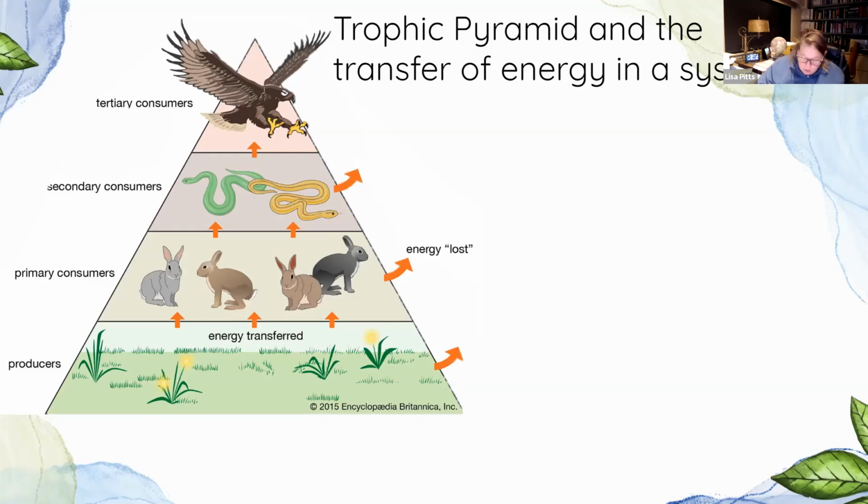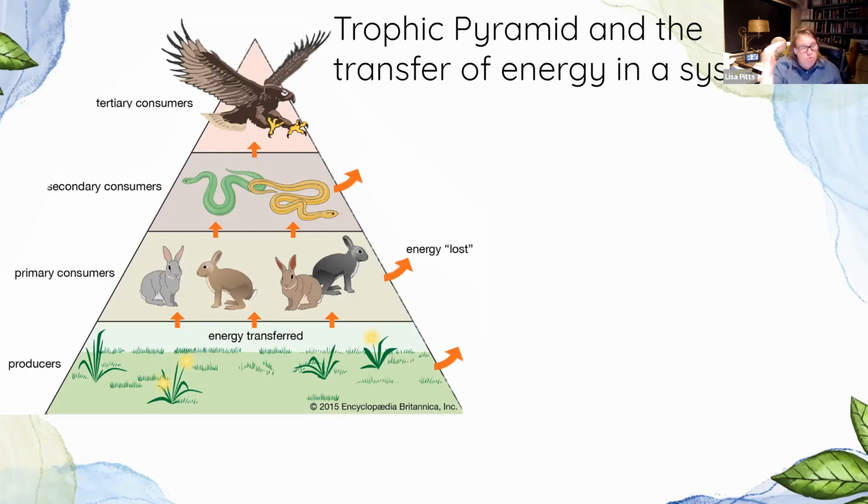All other organisms in the pyramid are considered consumers, whether they're primary, secondary, or tertiary. And so it's important to know, your primary consumers are those things that eat the producers. So like bunny rabbits eat grass, and then the snake comes and eats the bunnies, and then the hawk comes and eats the snake, right?